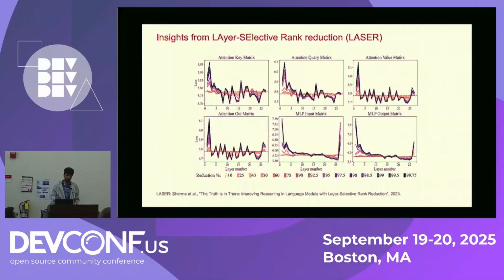And they show that performance on the task, in fact, improves. On the y-axis is loss. The dashed line is the baseline model. And you can see that in some cases, even with 99.75% reduction, the loss value is actually below the baseline.